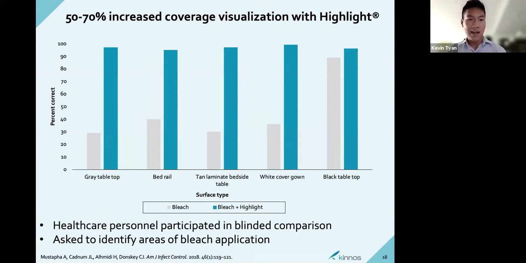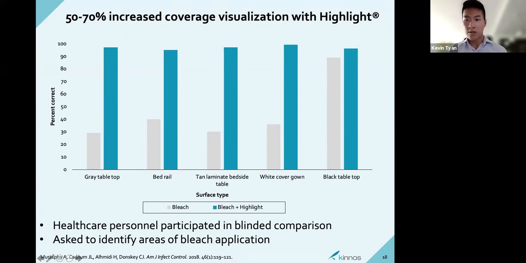And so they had 9 healthcare personnel participate in a blinded comparison of ability to correctly identify which hospital surfaces were sprayed with bleach alone versus bleach with Highlight added within 30 seconds of applying it. What's important about this study is that at baseline, workers are only able to identify where bleach has been applied around 30% of the time. That's a really fundamental inefficiency of current disinfectants. Their transparency hinders your ability to complete a thorough cleaning without even knowing where you've already treated.